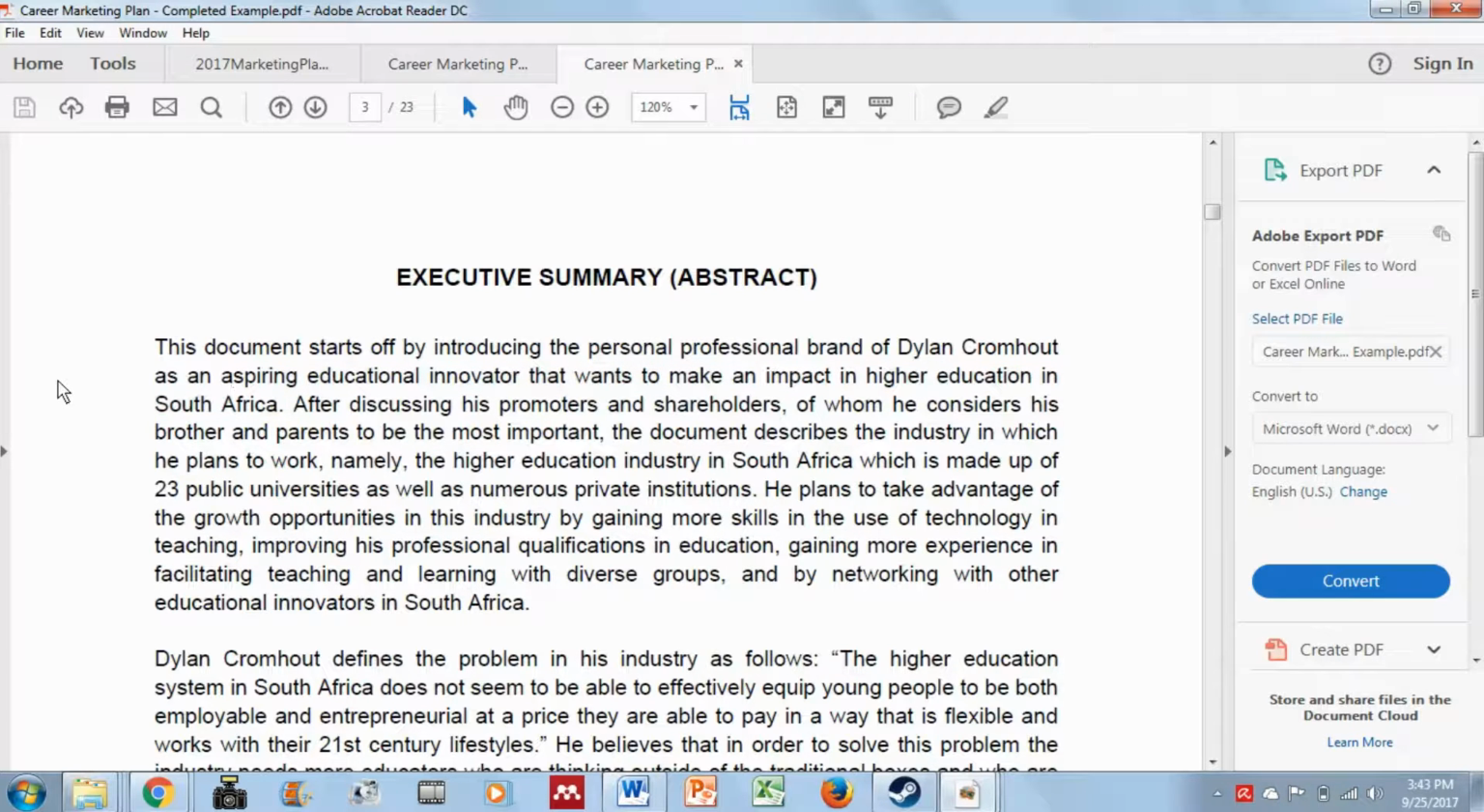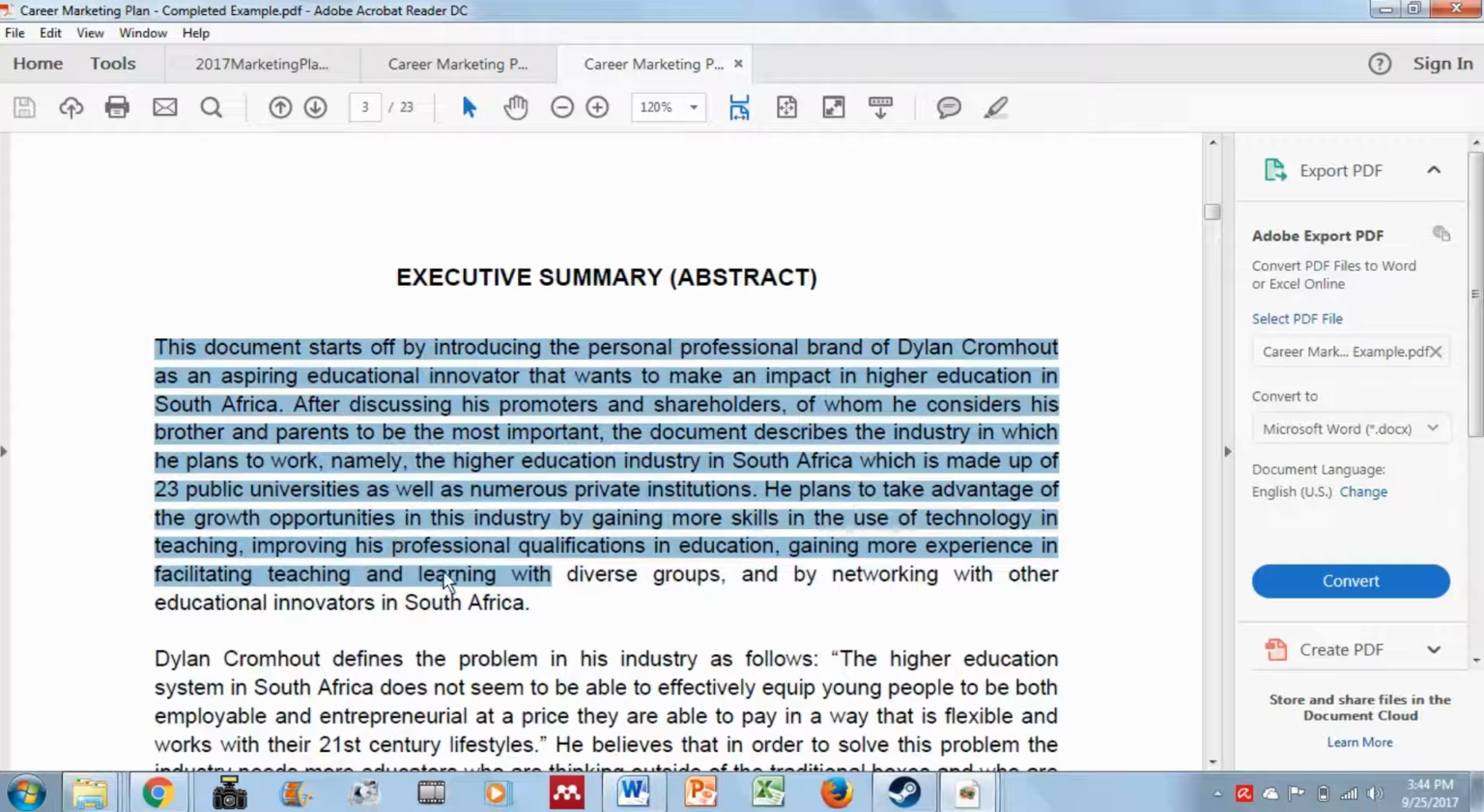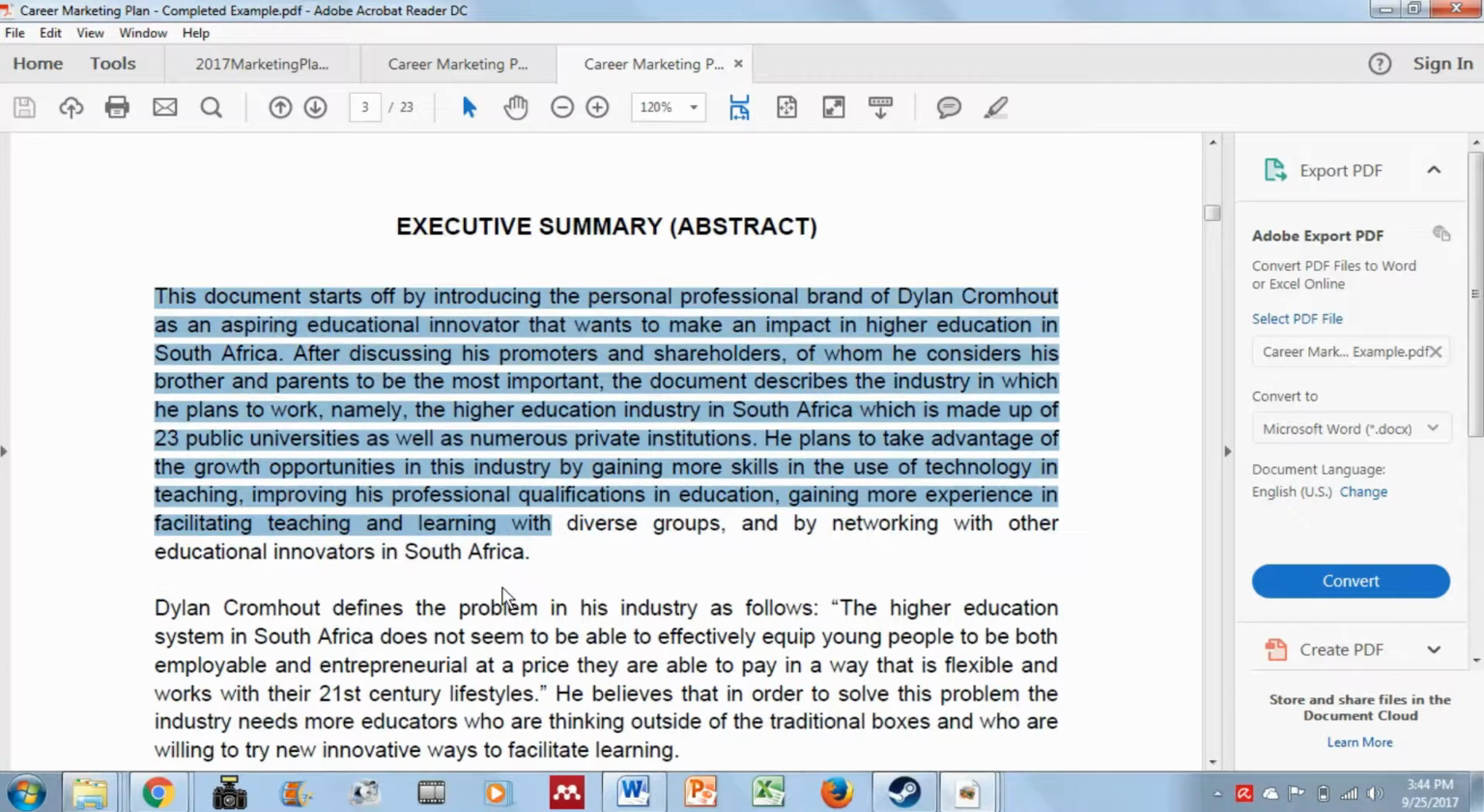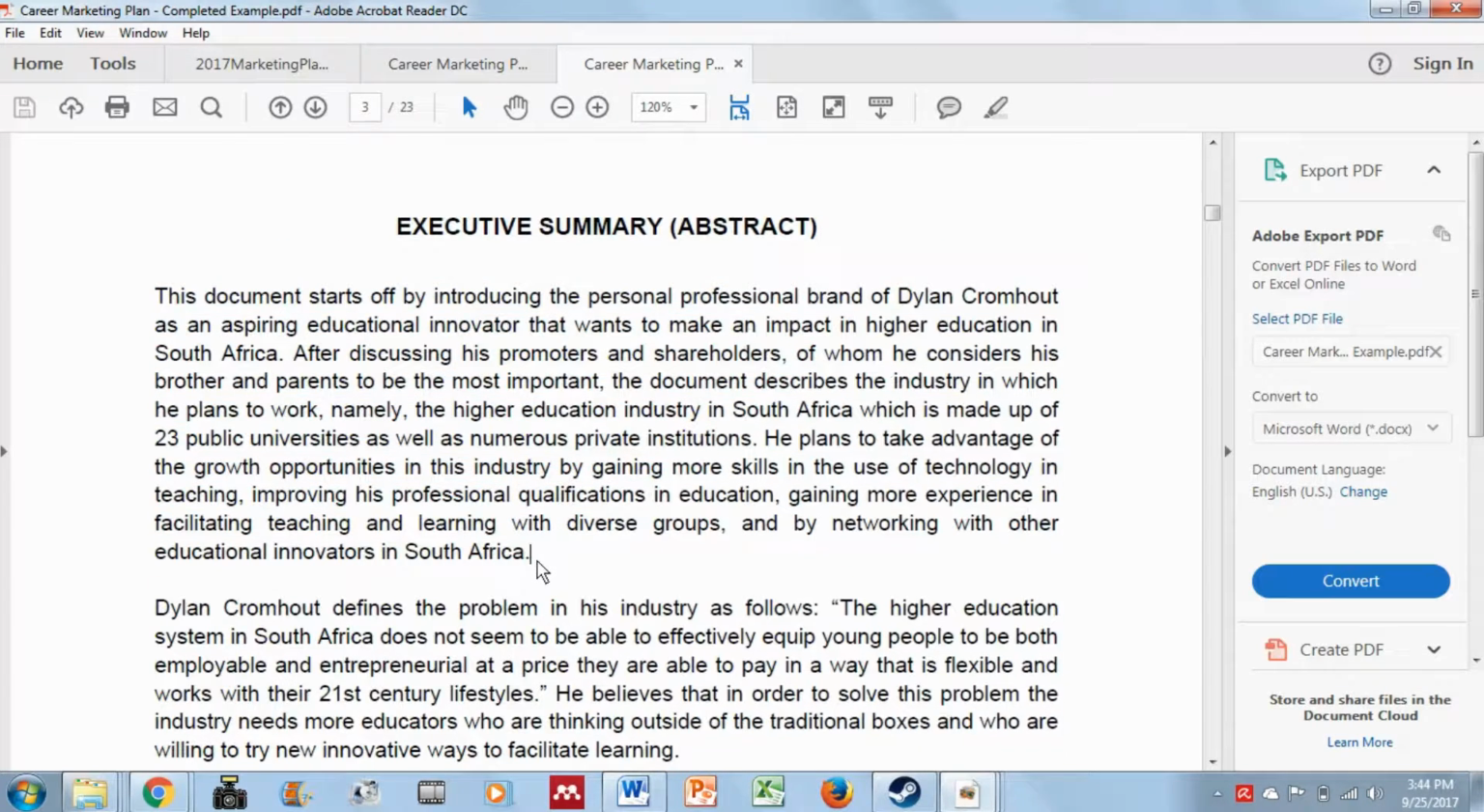After discussing his promoters and shareholders, of whom he considers his brothers and parents to be the most important, the document describes the industry in which he plans to work, which is what? Don't just tell me what's going to be happening in the document. Tell me what is actually in the document as well. Namely, the higher education industry in South Africa, which is made up of 23 public universities as well as numerous private institutions. He plans to take advantage of the growth opportunities in this industry by gaining more skills in the use of technology. See, I'm being very specific. So this whole paragraph focuses on the first section of the document.